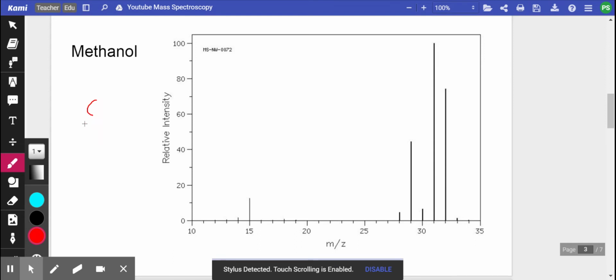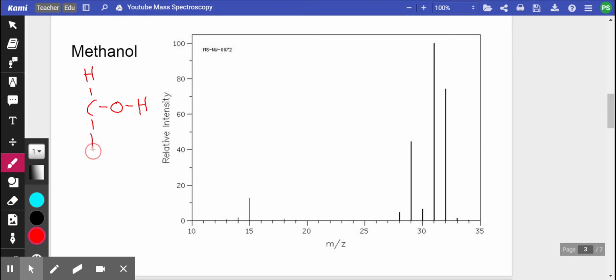So just to remind ourselves that methanol looks like this. Now methanol weighs 32 grams per mole, and this is why we see a peak at 32. In mass spectroscopy, this is called the molecular ion peak.